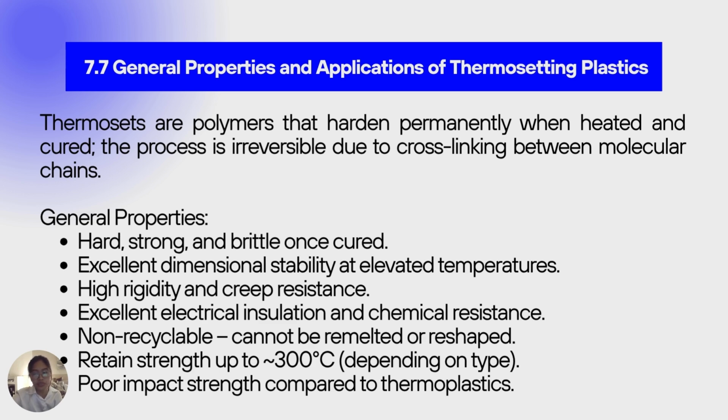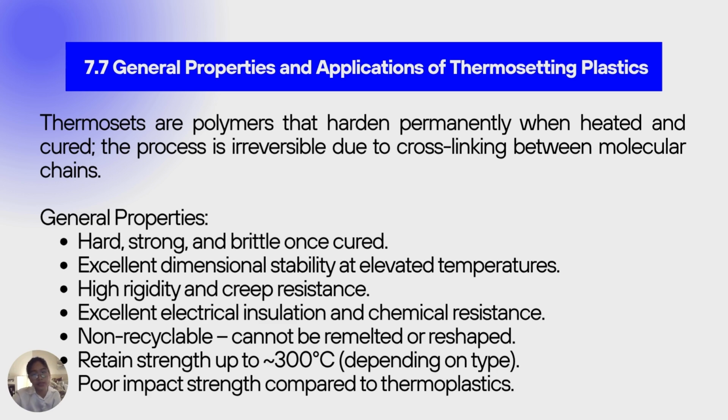Instead, they retain rigidity up to around 300 Celsius or more, depending on their formulation. That's why they're commonly used in high-temperature electrical and structural components. Cross-linking also provides superior mechanical strength and creep resistance, even under load or heat. Thermosets resist deformation, which is crucial in applications like circuit boards or composite panels. Thermosets are very resistant to solvents, acids, and corrosion. They exhibit excellent electrical insulation properties, making them ideal for switches, sockets, and encapsulated electronic parts.